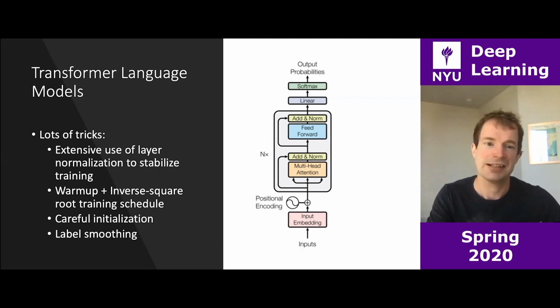Also, things like the initialization actually really do matter with these, and some initializations don't work. And they throw in these other tricks like label smoothing at the output, which again wasn't invented in this paper, but turns out to be quite helpful for tasks like machine translation.